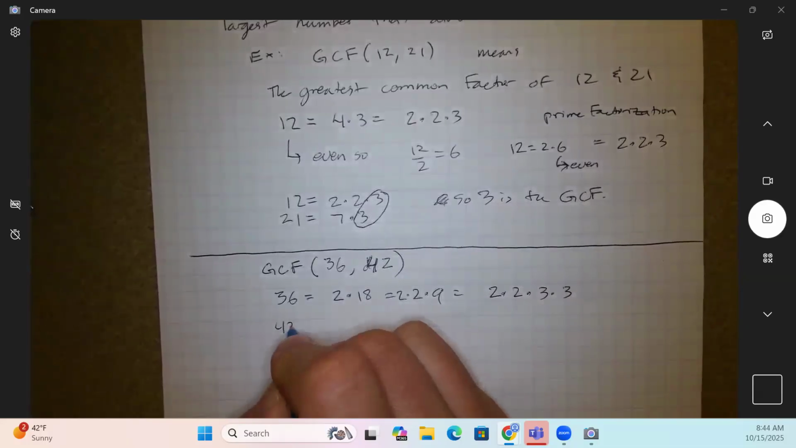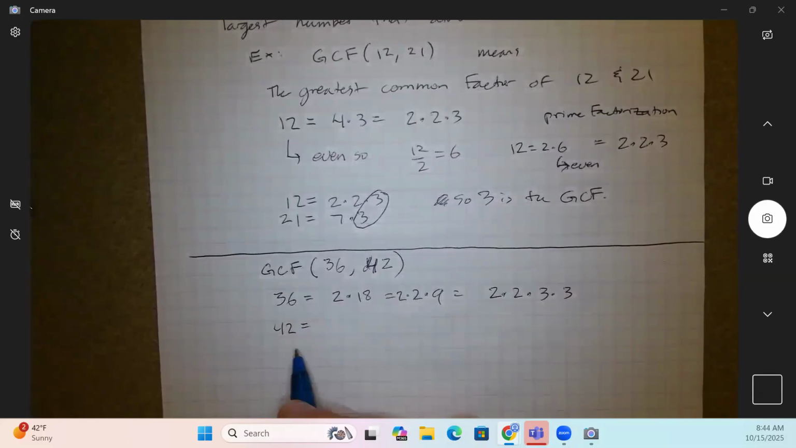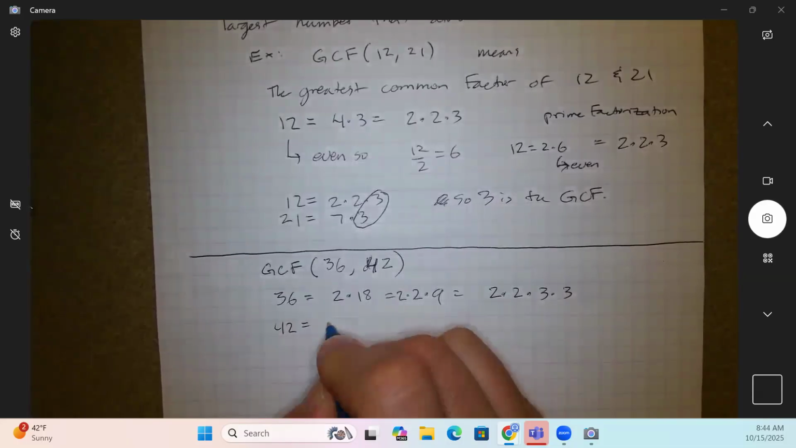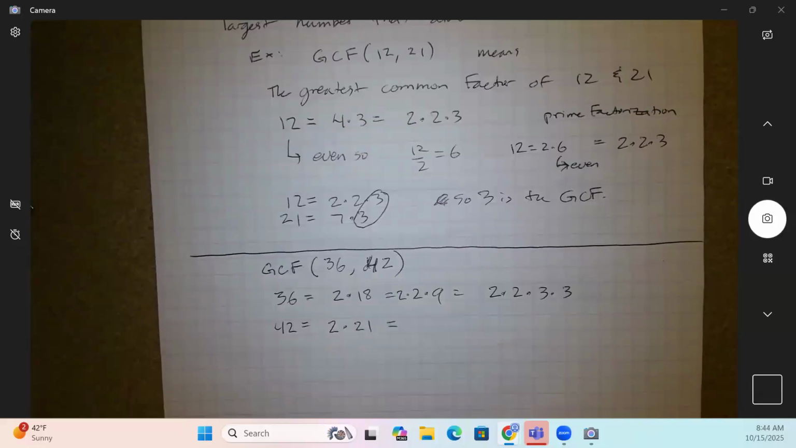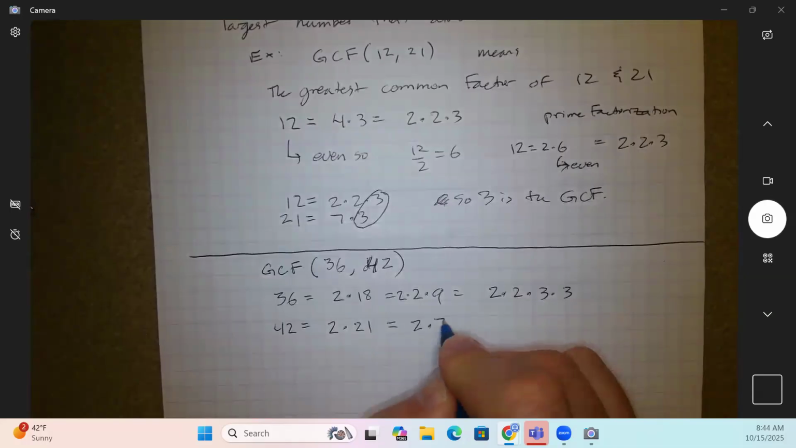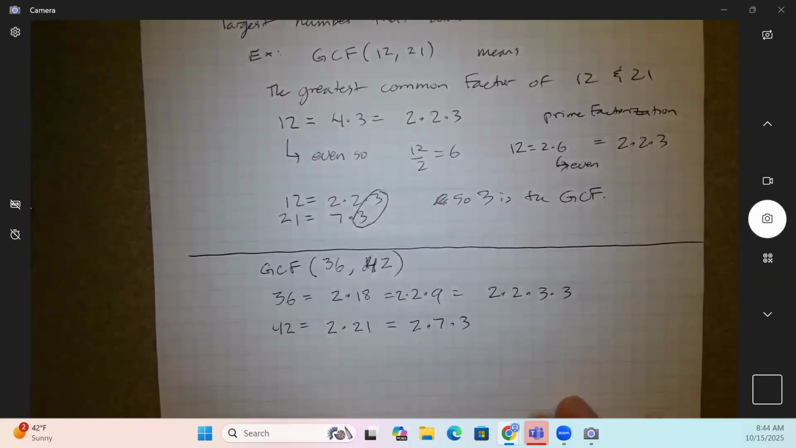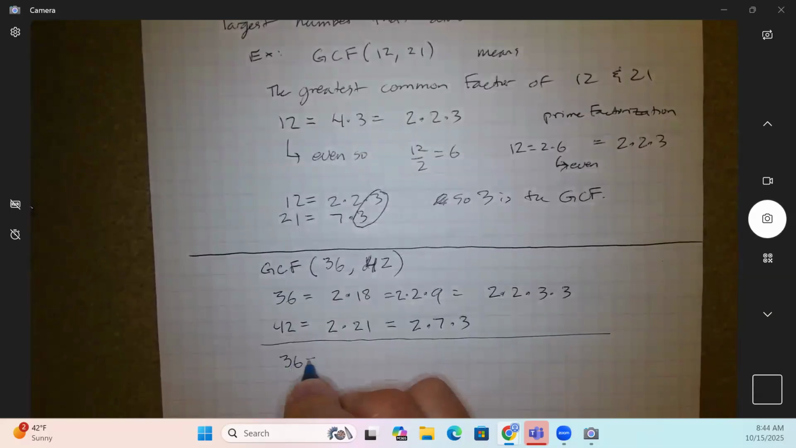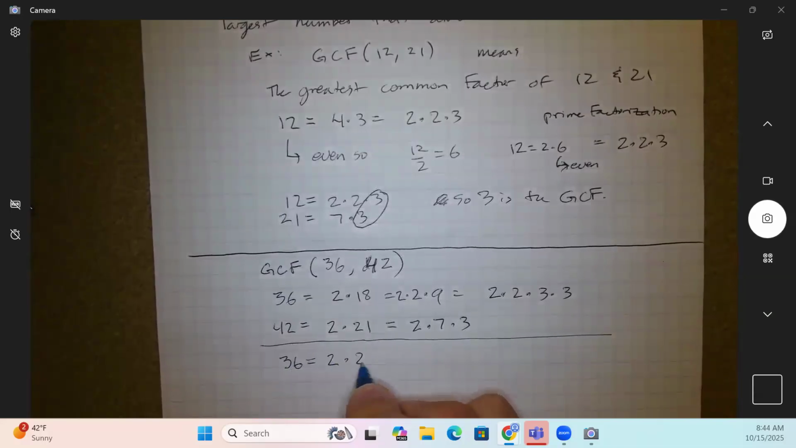How about 42? 42 is even. So it must be 2 times a number. It's 2 times 21. And we were actually lucky because we already know how to factor 21. We just did it. So it must be 2 times 7 times 3. Maybe I don't always rewrite them, but I will this time just to have things lined up well. 2 times 2 times 3 times 3 is 36. And 2 times 7 times 3 is 42.